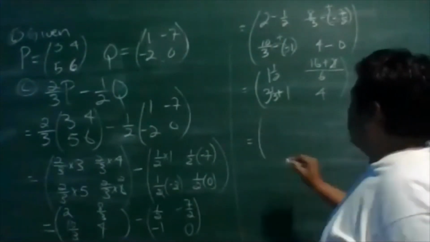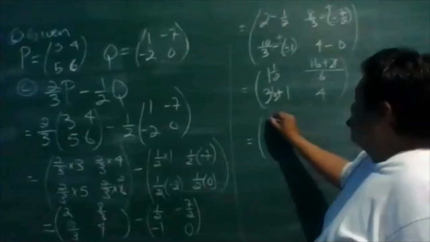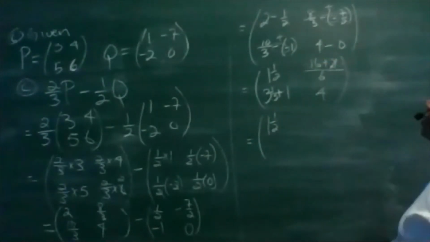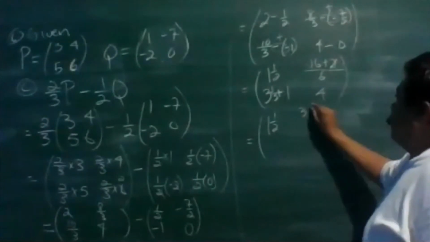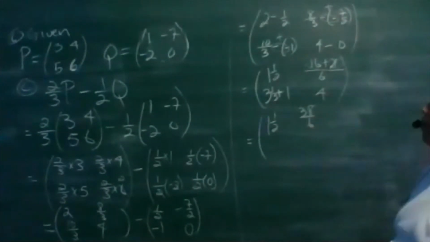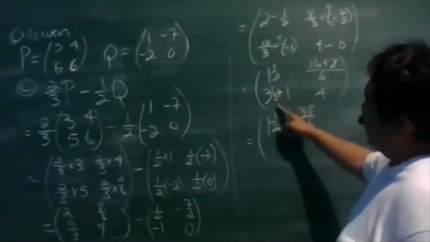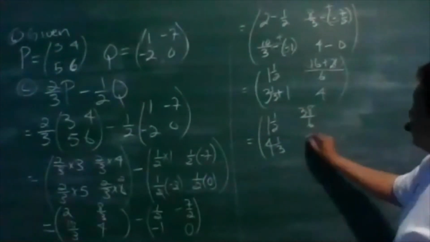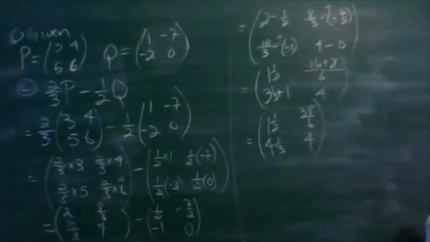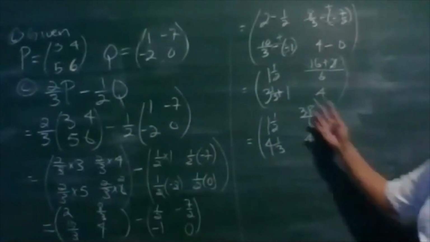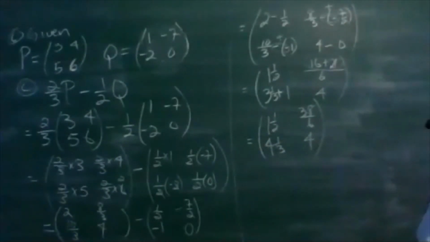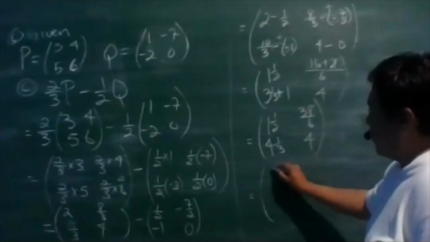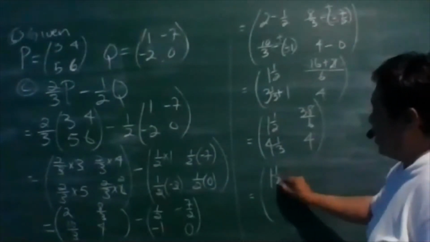So that means that my final answer is 1.5. 16 and 21 will be 38/6. 3 1/3 plus 1 is 4 1/3, and then 4. You can leave it like this, and that is perfectly fine. But if you want to have all of them like mixed numbers, this will be 1.5.